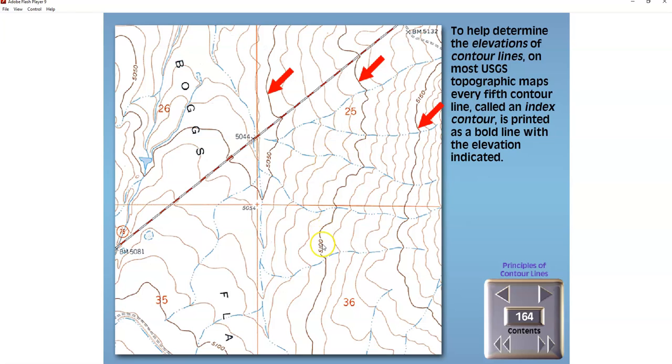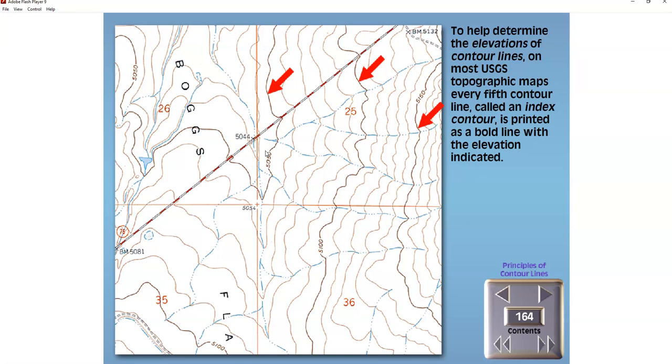So one way you could do that is you could subtract the index contour lines, these two, and then divide by 5, right? Because 4 lines give you 5 spaces. 1, 2, 3, 4, 5. So if you said, all right, 5,100 minus 5,050, that's 50, but then do 50 divided by 5, that's 10.